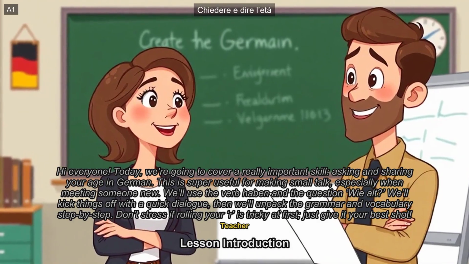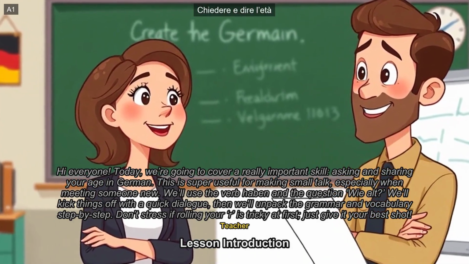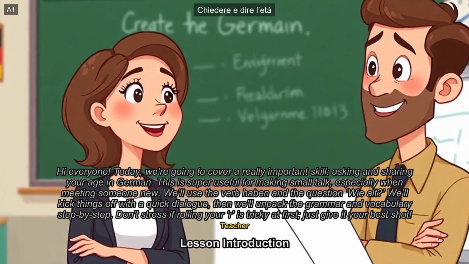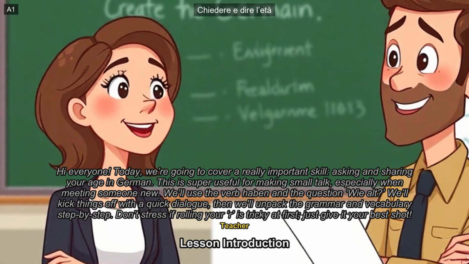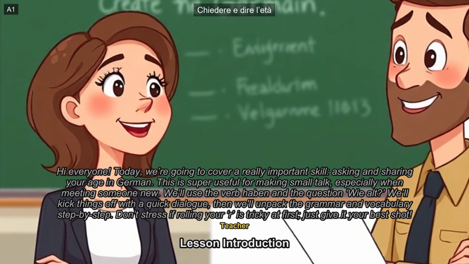Hi everyone. Today, we're going to cover a really important skill, asking and sharing your age in German. This is super useful for making small talk, especially when meeting someone new. We'll use the verb haben and the question wie alt. We'll kick things off with a quick dialogue, then we'll unpack the grammar and vocabulary step by step. Don't stress if rolling your R is tricky at first. Just give it your best shot.